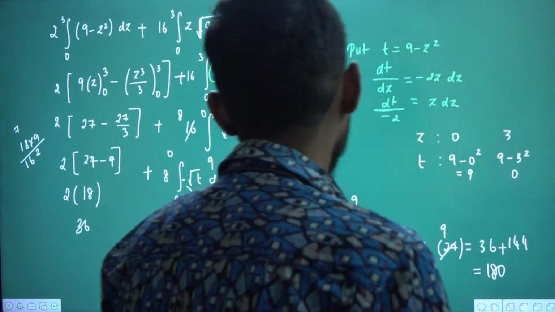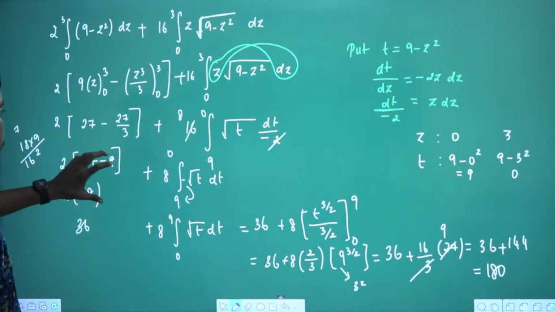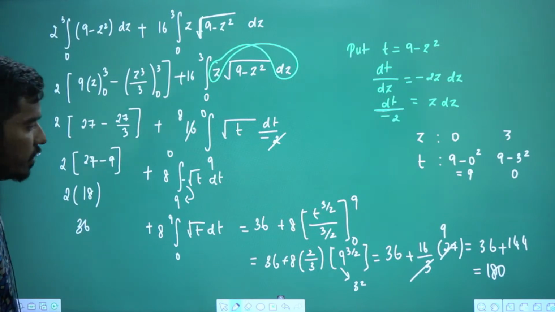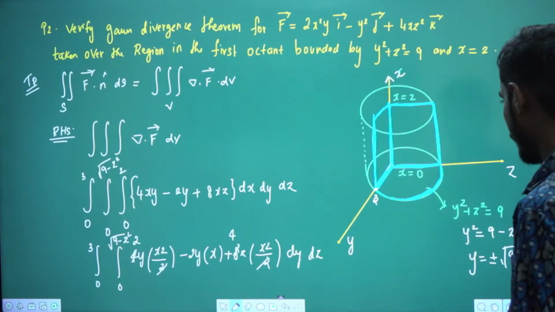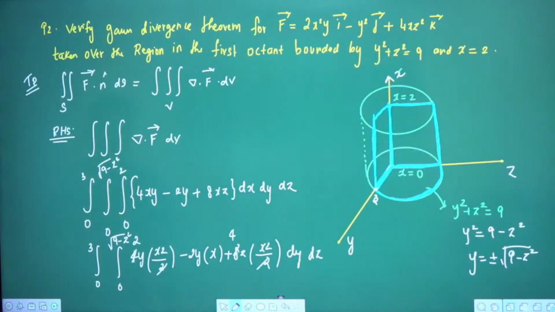Sorry, I don't know why I'm making many small mistakes. So this will be 2 times, so 2 times this will be 180. So 180 is your volume integral. Now we need to find the surface integral, right? Now we need to find the surface integral.